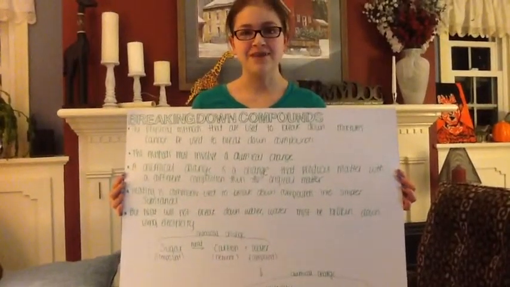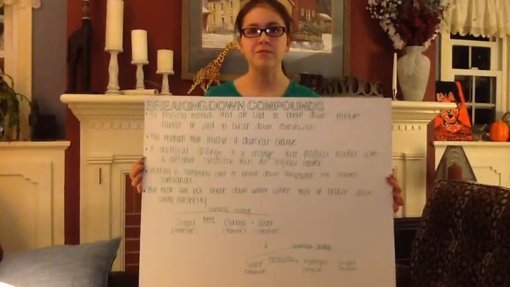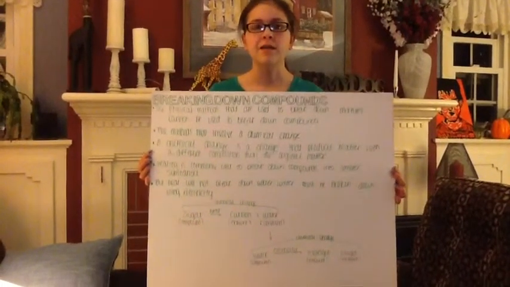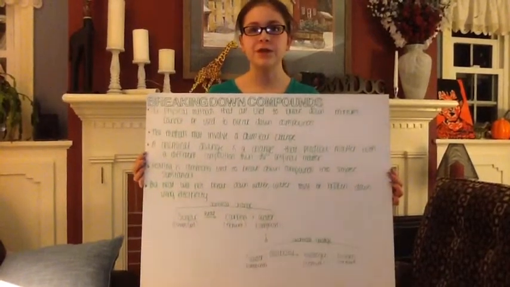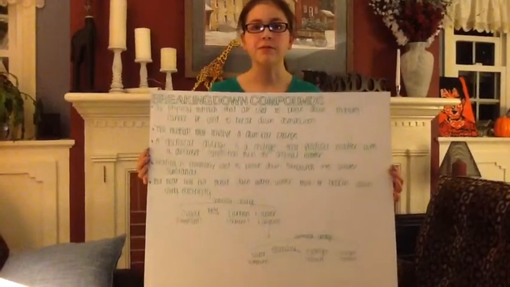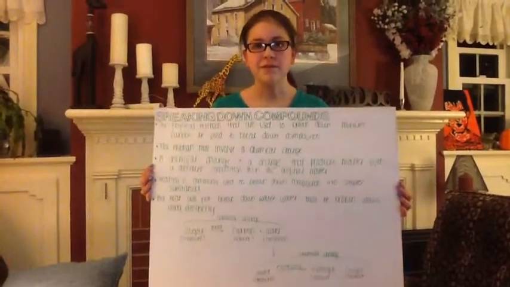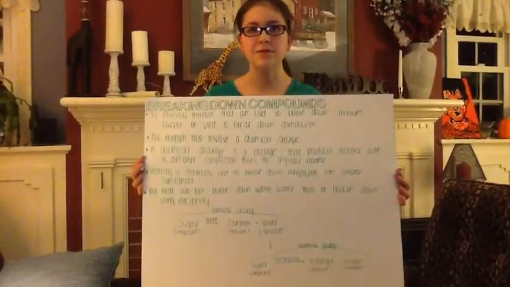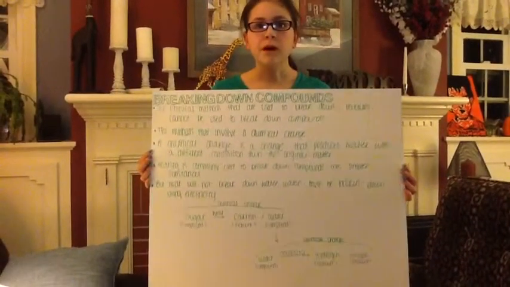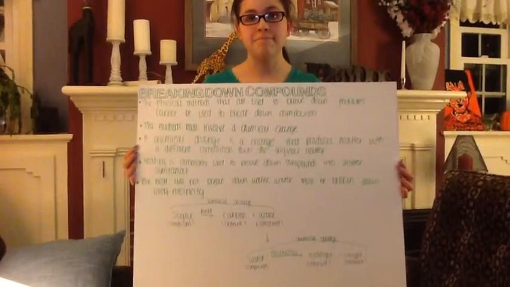Breaking down compounds. The physical methods that can be used to break down mixtures cannot be used to break down compounds. The methods must involve a chemical change. A chemical change is a change that produces matter with a different composition than the original matter. Heating is commonly used to break down compounds into smaller substances. But heat will not break down water. Water must be broken down with electricity.